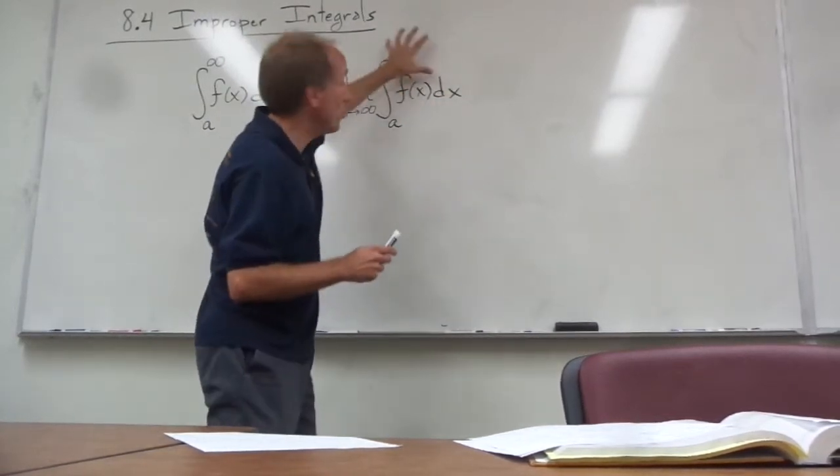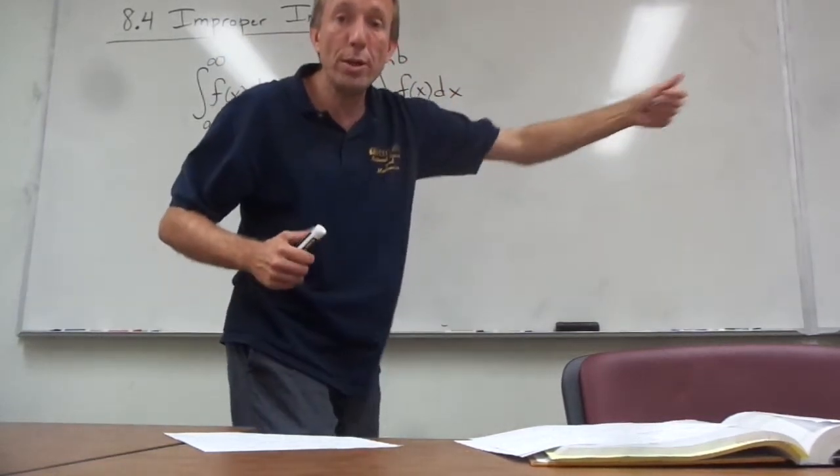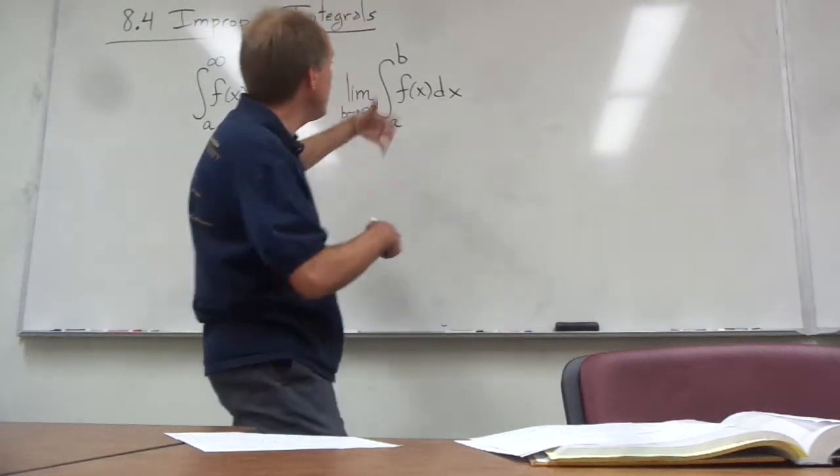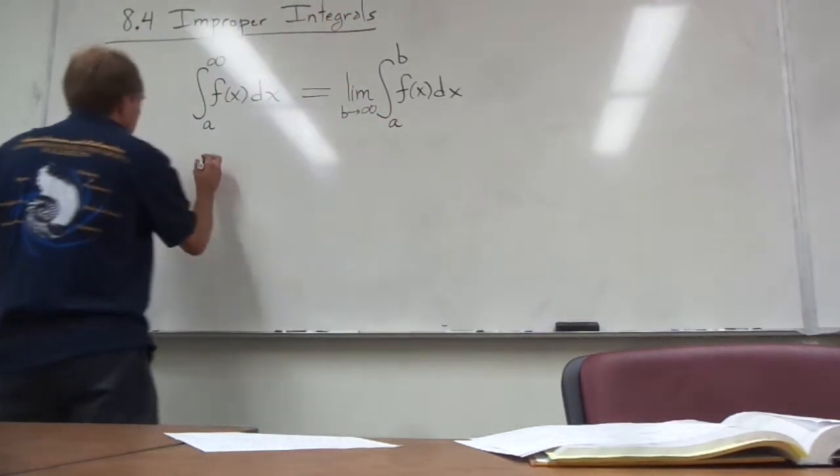So we're going to get an expression with b in it right here. But then we're going to let that b drift to infinity, and we're going to see if we get some value out of it. Okay? I'll show you an example in just a minute.